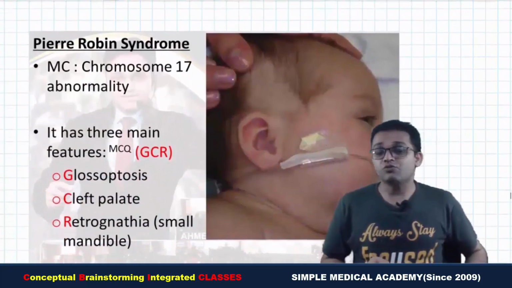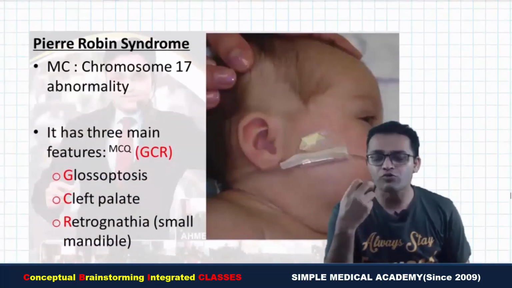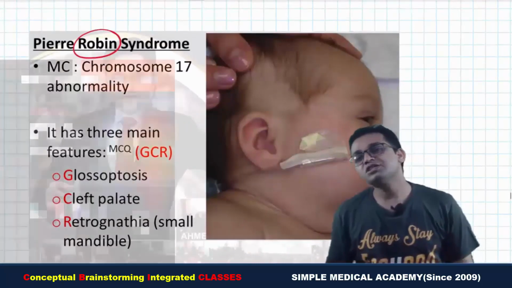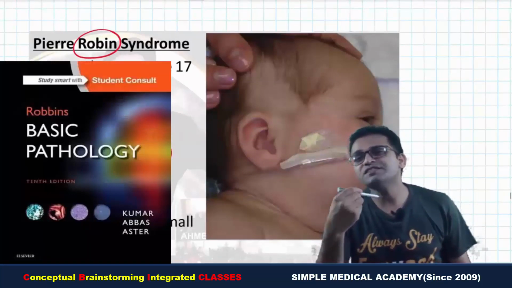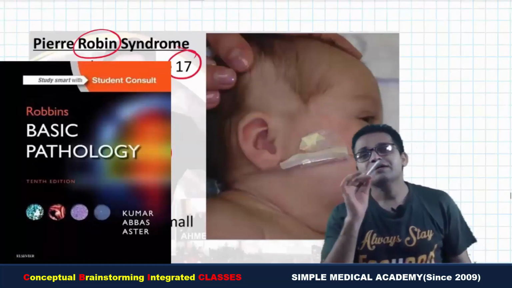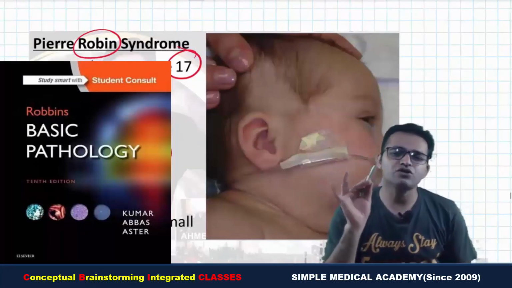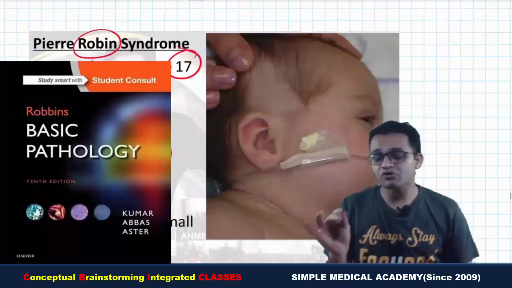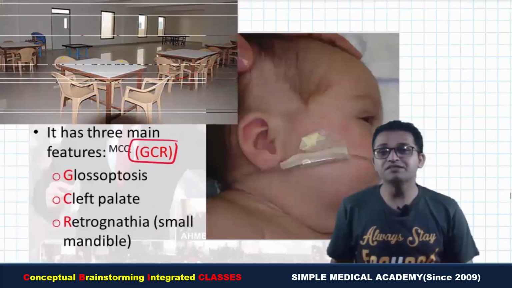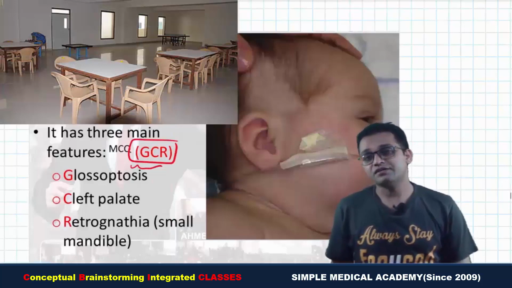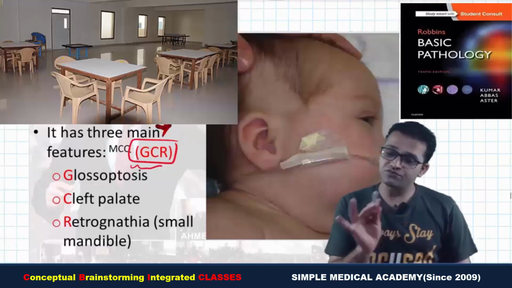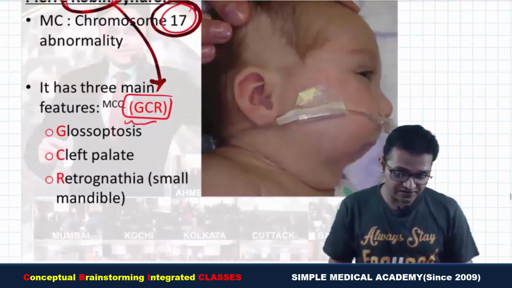Now there are a few other first arch syndromes. One more syndrome is Pierre-Robin syndrome. Just one funny correlation: Robbins. We study Robbins pathology at about the age of 17 years. So chromosome 17 is related with Pierre-Robin syndrome. It presents with three main symptoms. GCR is the trip, yes, girls' common room. At the age of 17 we are studying Robbins, where the girls' common room is. Just one funny story. So what is this GCR?